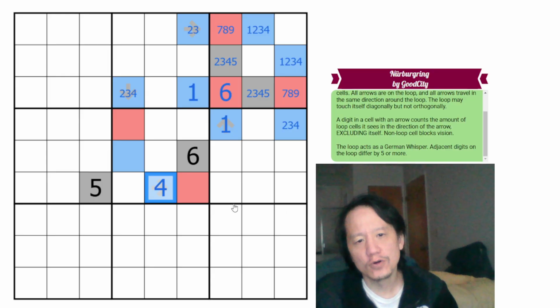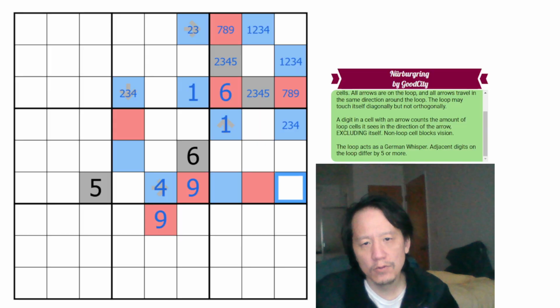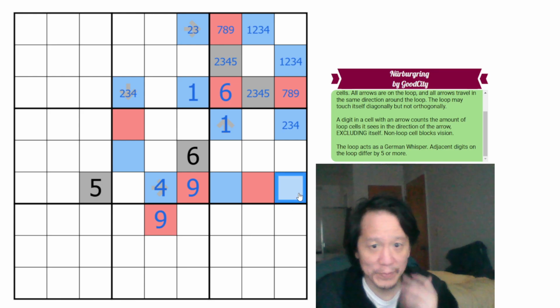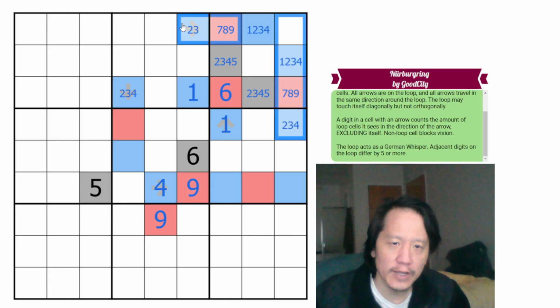If this was 4, this would have to be 9, obviously. This would have to connect, can't connect with either of these two, it would have to connect this way. And therefore, this would be 9. So this would be entering the loop this way. It would also be low, high, and low. It could not connect this way because that would be going against this loop. So it would have to go down.